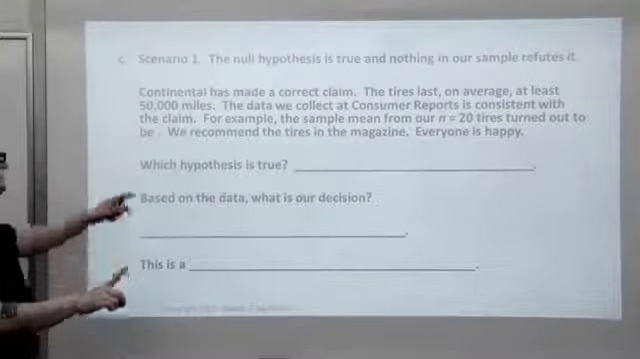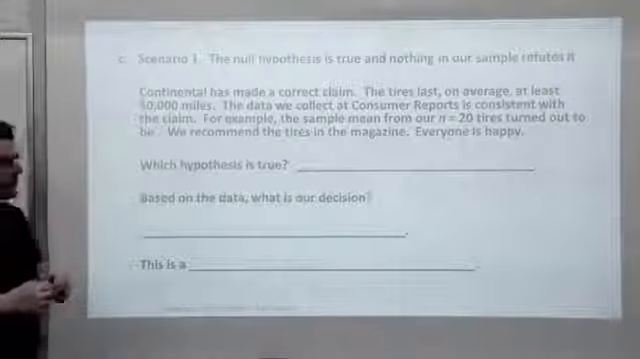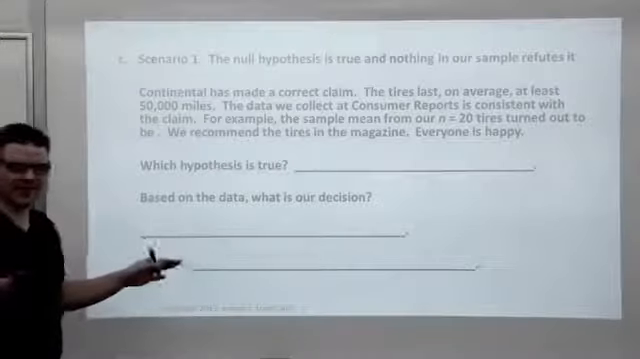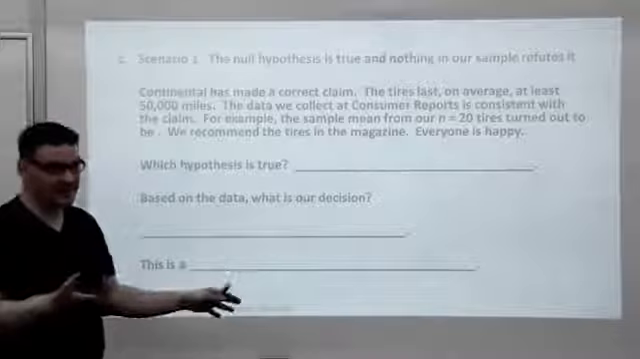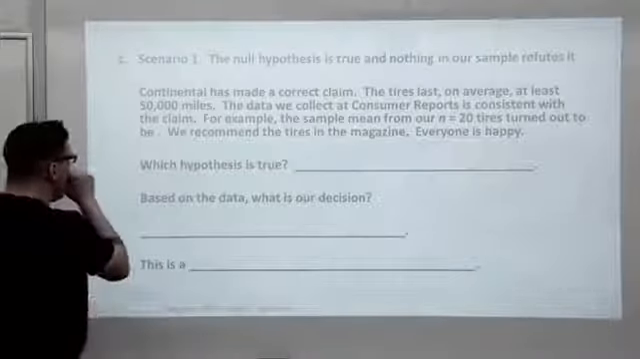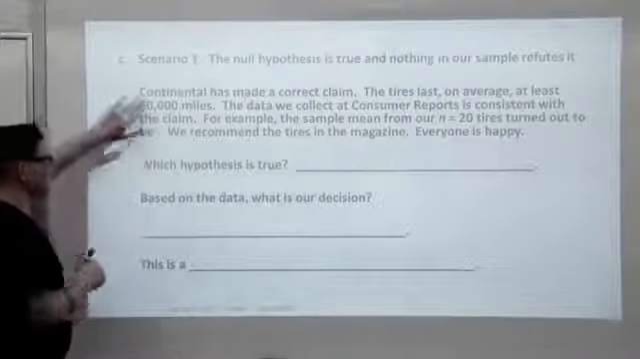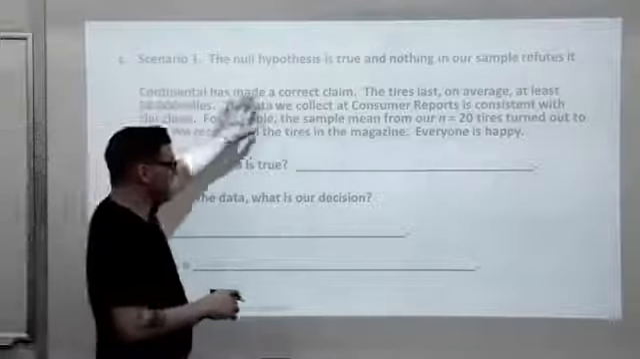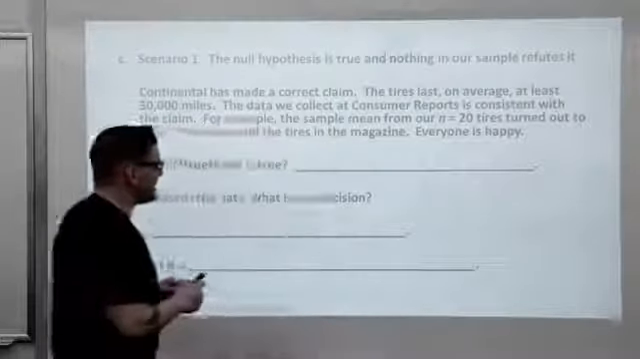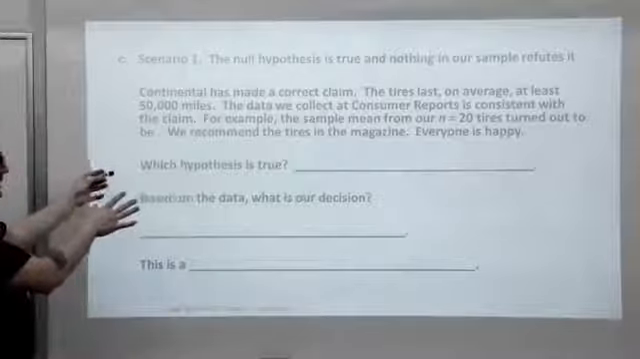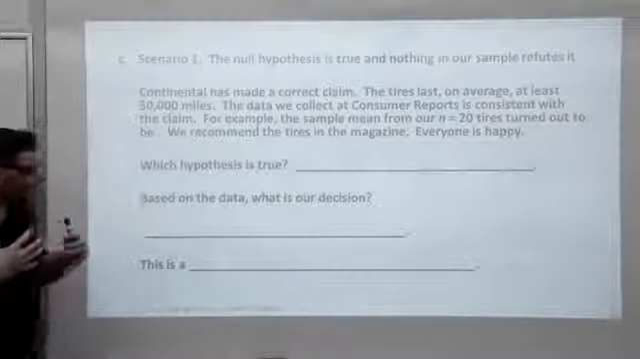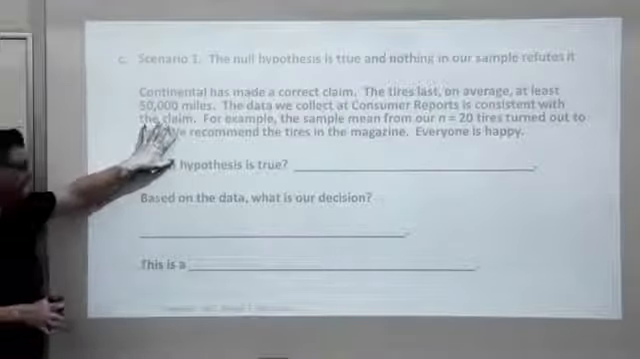Scenario number 1. The null hypothesis is true. Nothing in our sample refutes it. In other words, the sample is consistent with the null hypothesis. Let's read this out. Continental has made a correct claim. The tires last, on average, at least 50,000 miles. The data that we collected, Consumer Reports, is consistent with the claim.